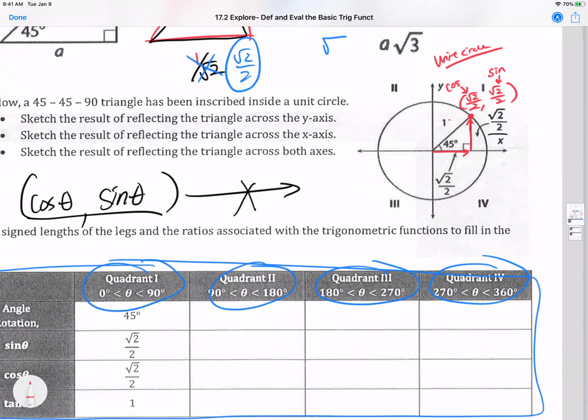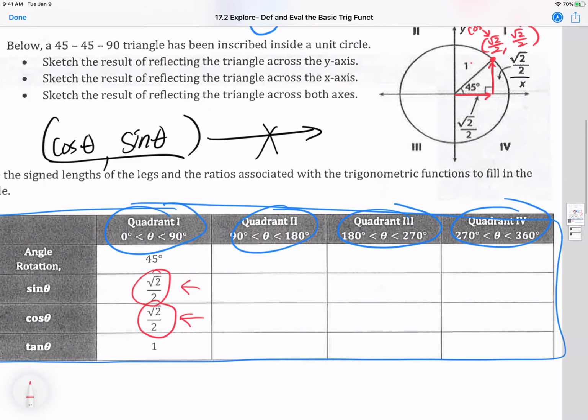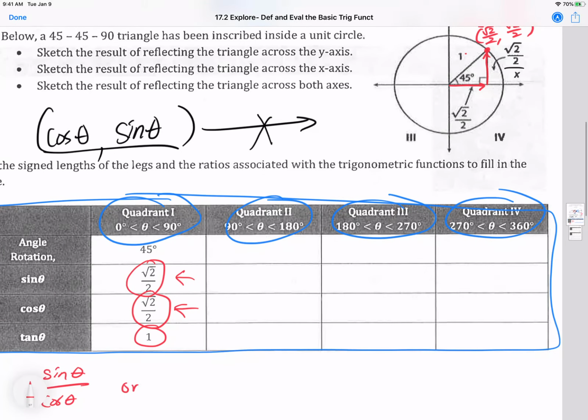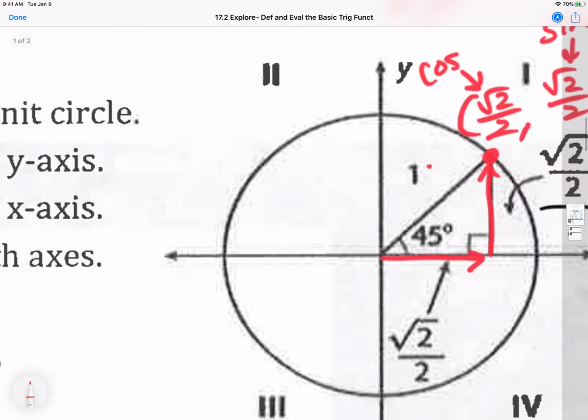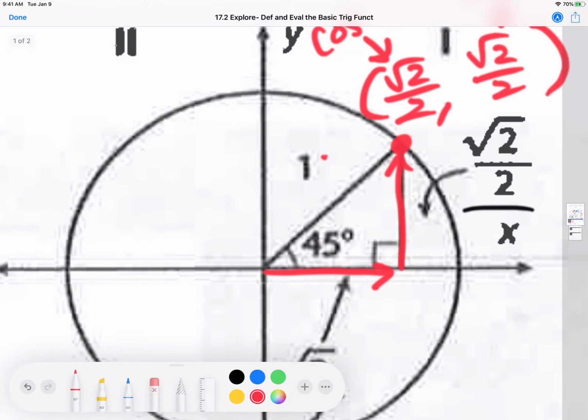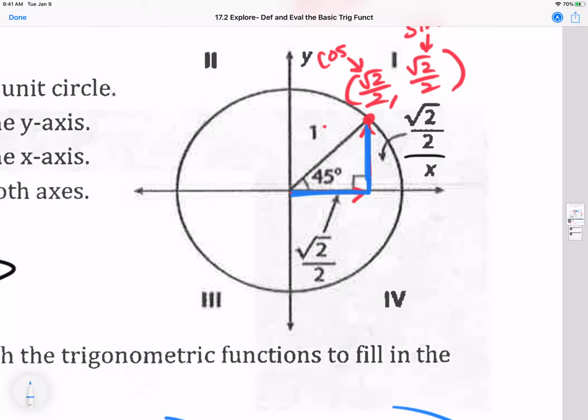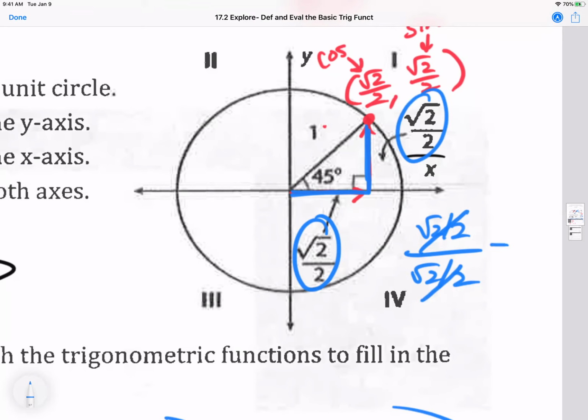Now, how do we find tangent? Well, tangent is simply sine of theta over cosine of theta, or tangent is always opposite over adjacent. So if you take a look at this triangle here, the opposite side is this, and your adjacent side is this. When you take the ratio of those two sides, notice how they're exactly the same. So square root of 2 over 2 over square root of 2 over 2, well, they will cancel each other and just become 1. And so that's why the tangent of 45 becomes 1.